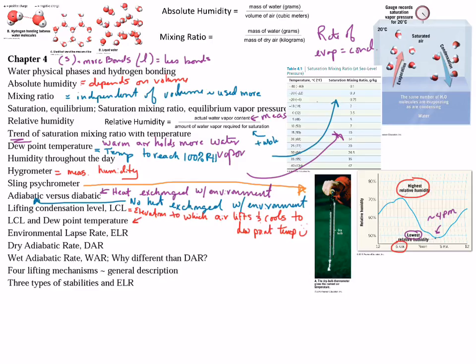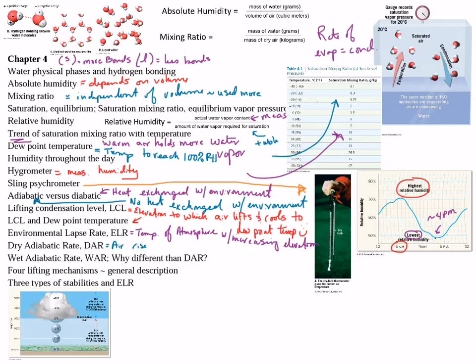And then we had some three-letter things like ELR, DAR, WAR, okay? So ELR was the weather balloon. Yep, temperature of the atmosphere with increasing elevation. And then the DAR, now that is what we've been talking about, a chunk of air rising and cooling. That's the DAR, chunk of air rising and cooling, assuming it's just dry and there's no condensation.